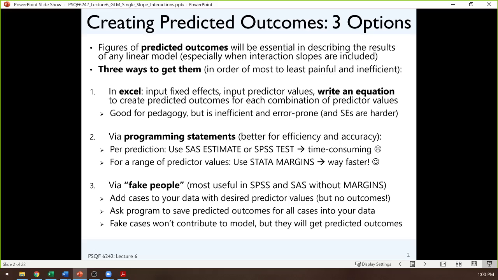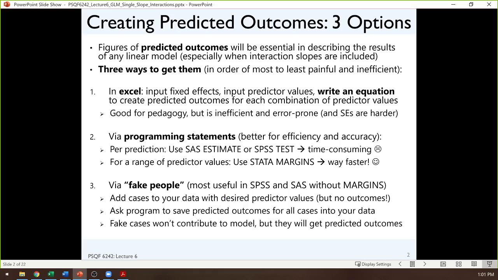The idea that you can write a line of code and generate a predicted outcome for any combination of the model predictors. In SAS, you can use the estimate command that you're already familiar with. There is a command in SPSS that's known as test that is available in only some of the routines. And hands down, Stata wins on this with their command that's called margins. I have not shown you margins yet, but you're going to love it. It's one of my favorite things about Stata. It's really, really slick.